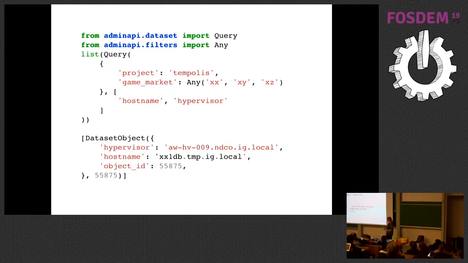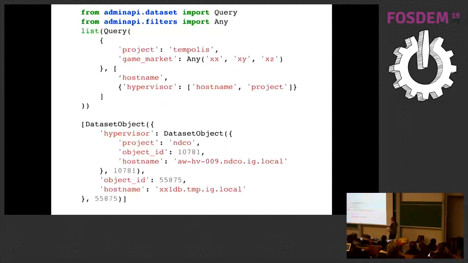Object ID is basically the primary key on the entity table in the database behind it. So even when you change the hostname, we will always keep the same object ID. Making this a little bit more difficult, we can do joins in our query too. So check out how we here requested hostname and hypervisor, and here we still request hostname and hypervisor, but hypervisor is now in its own dictionary, again with a list of attributes behind it. So we basically join all matched servers on their hypervisor attribute, and from that hypervisor again get hostname and project. And in the result you can see we still get the same server back, but the hypervisor attribute no longer matches to AW, HV, whatever, but it matches to a new dataset object with its own attributes in there.